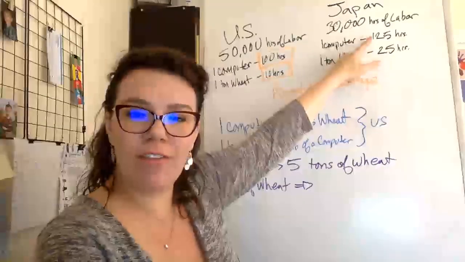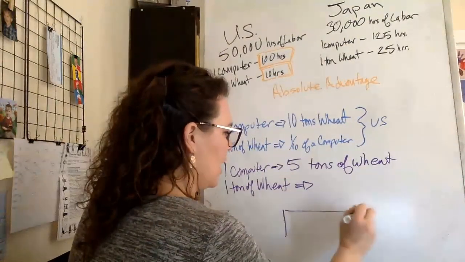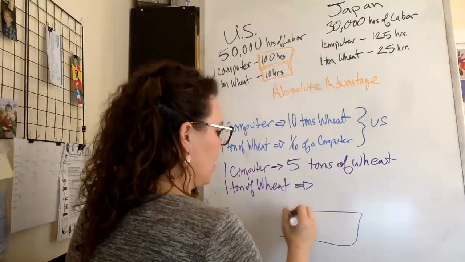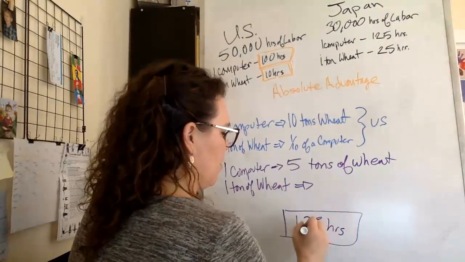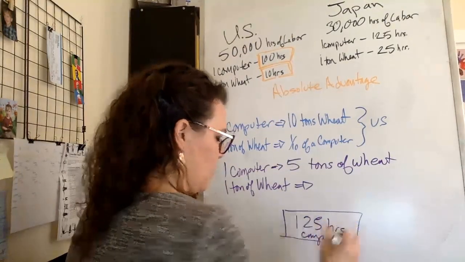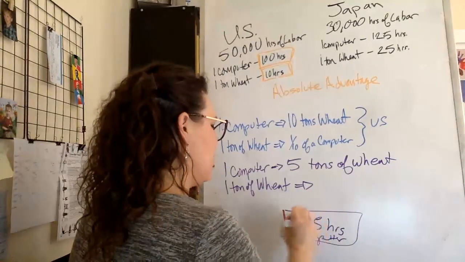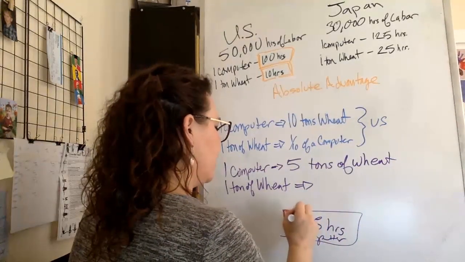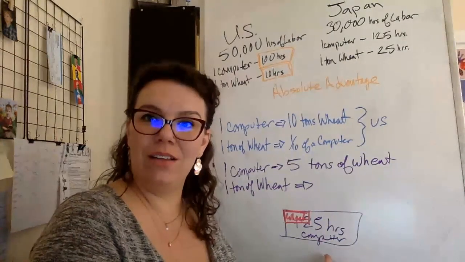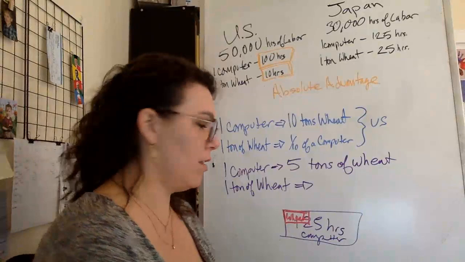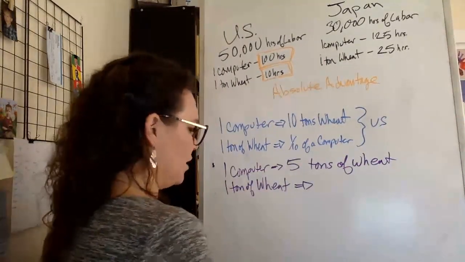No, it takes 125 hours. We only have 25. So how far into that computer making process? It takes 125 hours to make a computer. We only have 25 hours of that time that we're going to be spending making wheat. So how much of that total computer gets made? 1/5. And again, you can find it mathematically. It's the inverse of the opportunity cost of the other good.